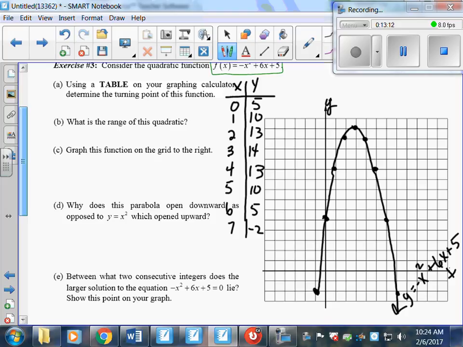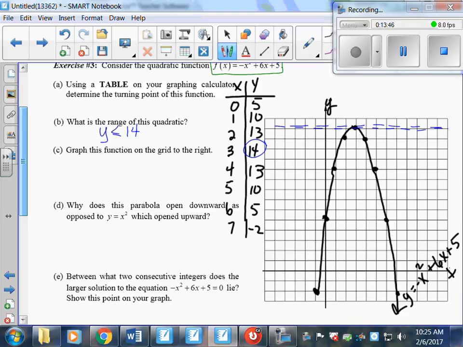So we did A. B says, what is the range of this quadratic? Well, range are our Y values. So basically, if you look right here at this line, which is 1, 2, 3, 4, 5, 6, 7, 8, 9, 10, 11, 12, 13, 14. Oh, we should have gotten that from the table, silly. Right here. My turning point is 14. So what is the range? Y has to be less than 14. Oh, I'm sorry, it can equal 14.